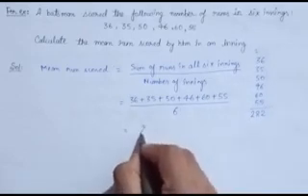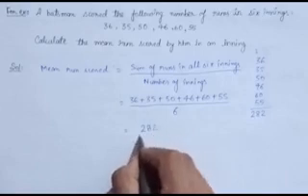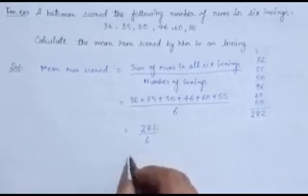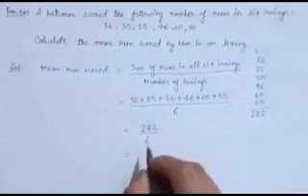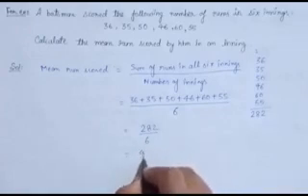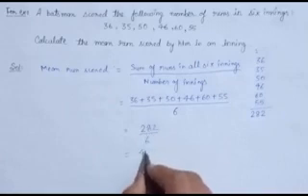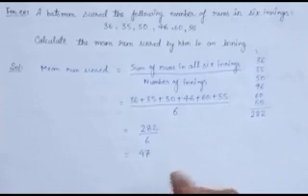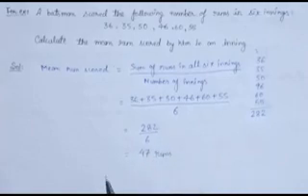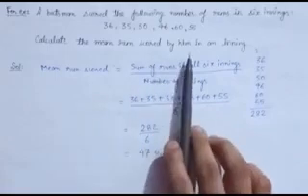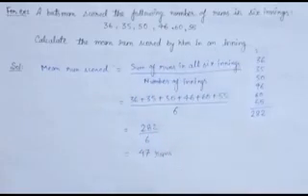So we have the sum 282 divided by 6. Let us divide. 6 4 times 24 and 6 7 times 42. So 47 runs is the mean run scored by him in an inning. So this is the way to calculate the mean of a given data.